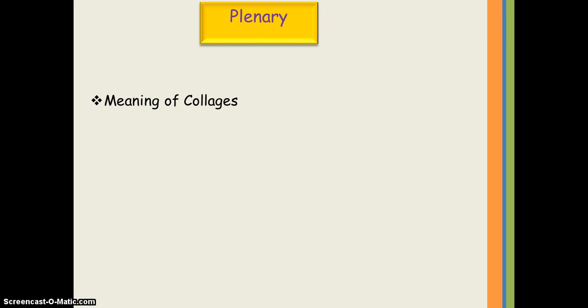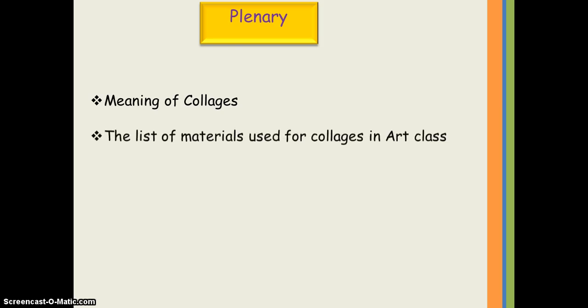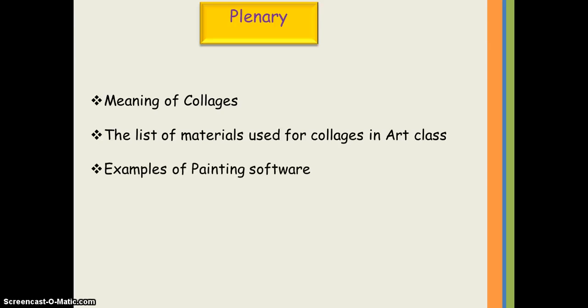All right, so now can we quickly recap what we learned in this class? In this class, we learned meaning of collages. We learned the different materials that we can use for collages in art class. All right, we also looked at some examples of painting software, and we also designed collages using the computer. Now you can try the quiz that follows after this lesson, right?